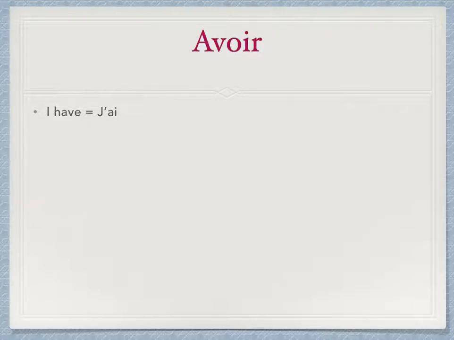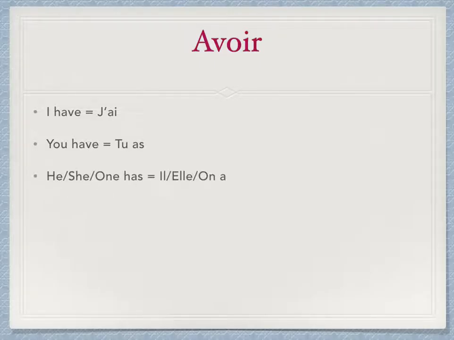So it's really, really, really important that you learn these 6 really well. So starting off with I have, j'ai. And remember, it's not je, a. We have to contract them together because a is, of course, beginning with a vowel. J'ai. You have, tu as. He, she, one has, il, elle, on a.